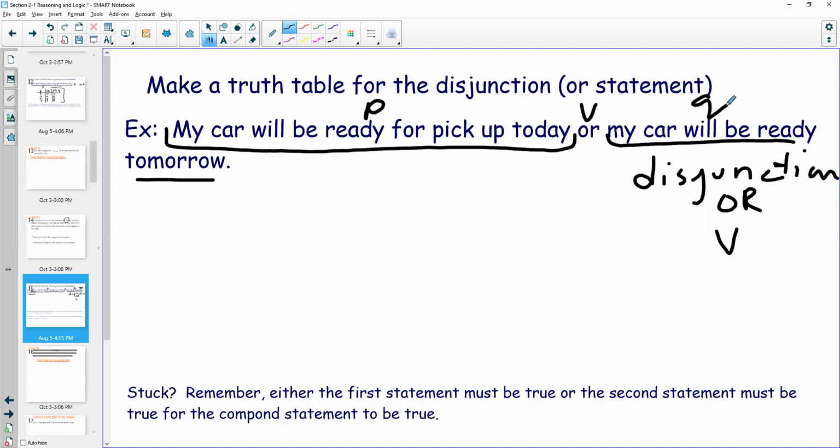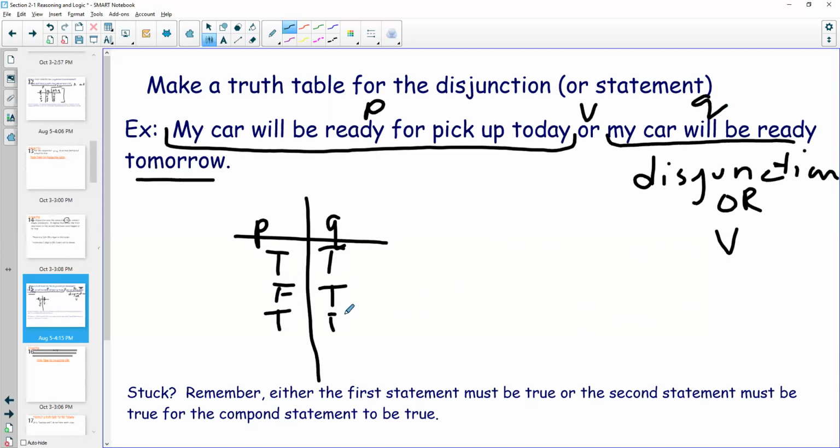And like we did with and, we're going to set up the initial truth table the same way. We're going to go through all the possibilities. Well, they could both be true. P could be false and Q could be true. P could be true and Q could be false. Or they could both be false, right? Then I'm going to figure out what happens if it's an or, P or Q. My car will be ready for pickup today, or it will be ready tomorrow. If both those things are true, then I have a car to drive. I'm good.